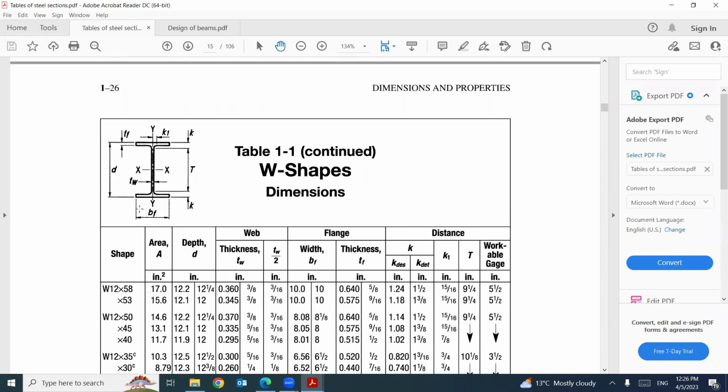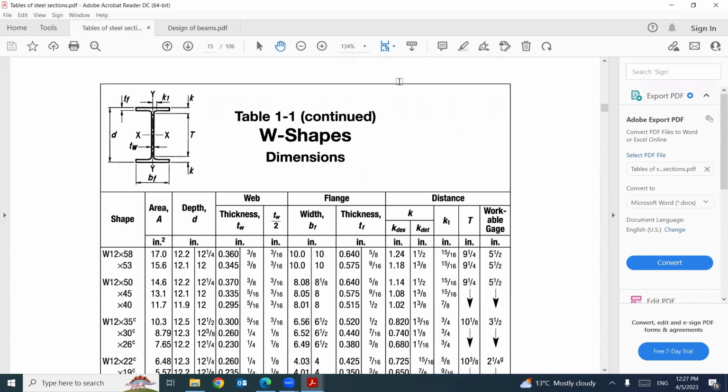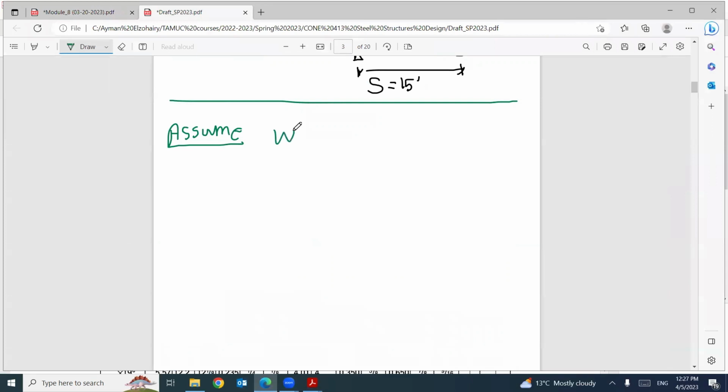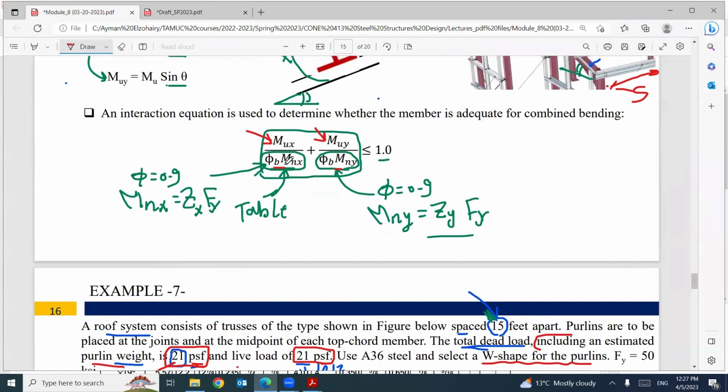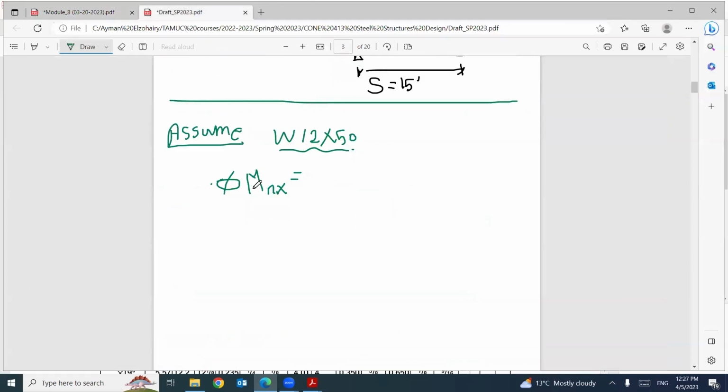I don't have a guide, but you can try. Let's try this one. W12 by 50. So I will assume my cross-section is W12 by 50. For this cross-section, I can figure out phi M n x, which is the denominator for this term, phi M n x.